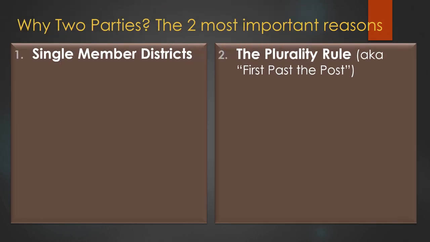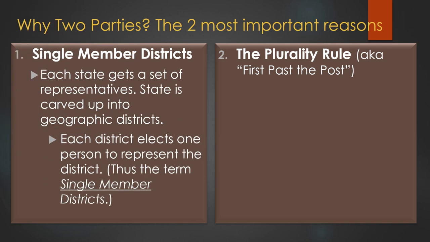So we're going to take time and look at each one of these factors. Single member districts is the system of representation that many countries use. So in the case of the United States, as an example, each state gets a certain number of representatives. We talked about this when we covered the Constitution. The state then is divided into geographic districts, specific geographic areas, and then each one of those geographic areas elects a single member to represent that area in Congress.